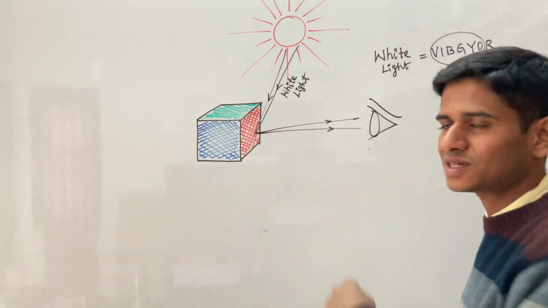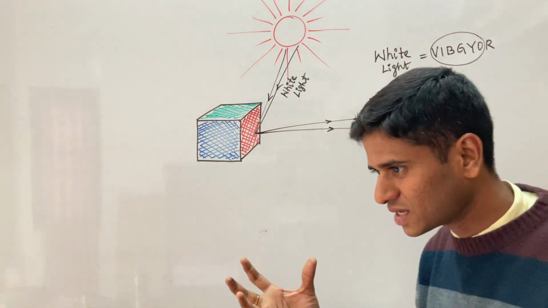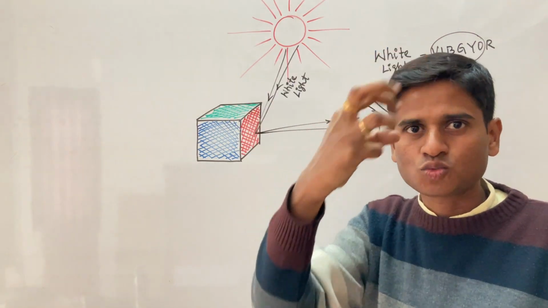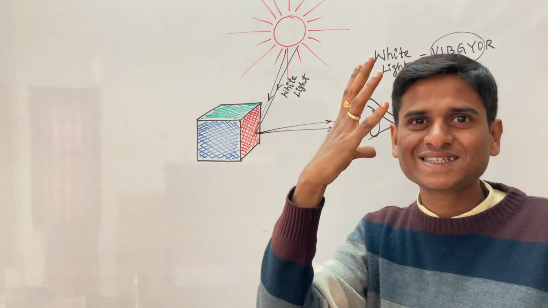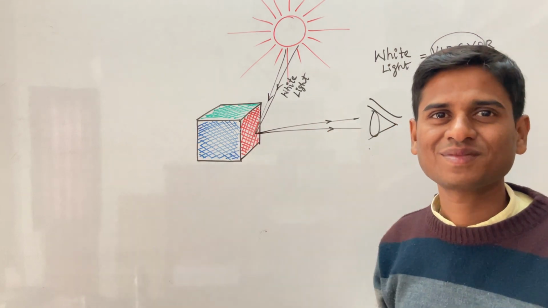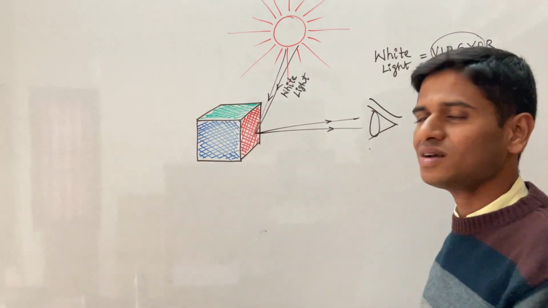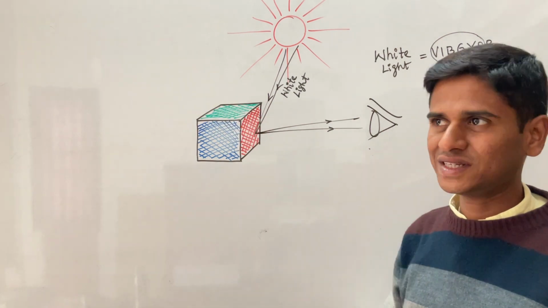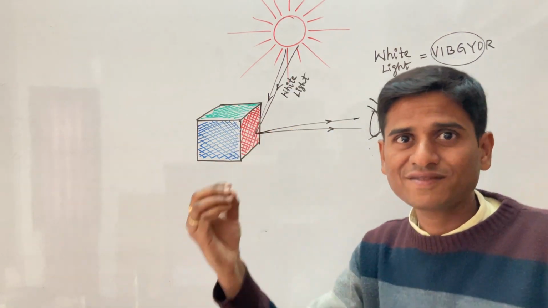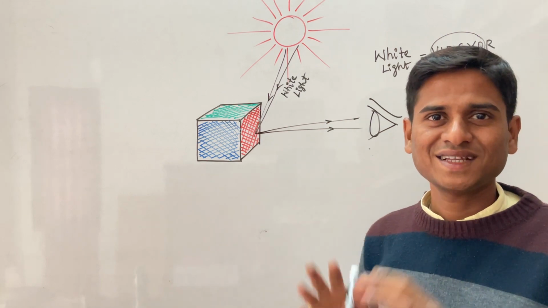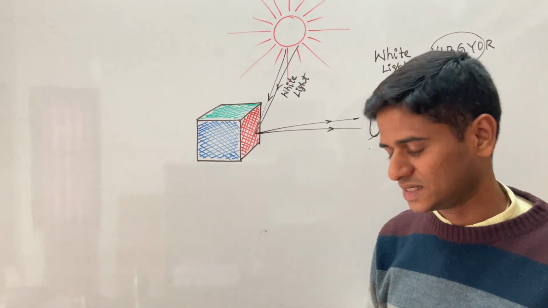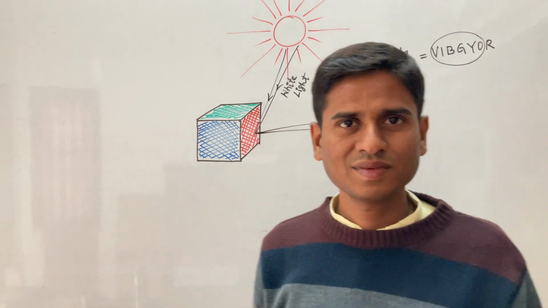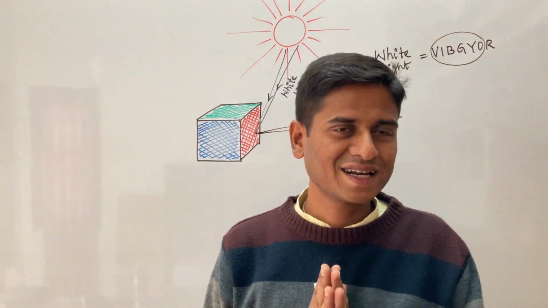Similarly, what is a blue surface or a blue object? A blue object absorbs all other colors and only reflects blue colored light. Similarly, a green object is that object which absorbs all other colors and only reflects green color. That is basically a green object. Very nice. Simple. However, you have to think a little carefully.